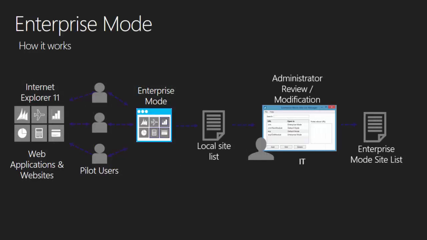So then when we take a look at enterprise mode, how does it work? Well, we choose some pilot users, and as they start browsing the web, or web applications, the different websites, they can configure the web application and the websites to render in enterprise mode. That data can be collected and sent back to a local site list, and you can use that local site list to start distributing. Or you can import the site list, modify it, and then distribute that enterprise mode site list out to other users.